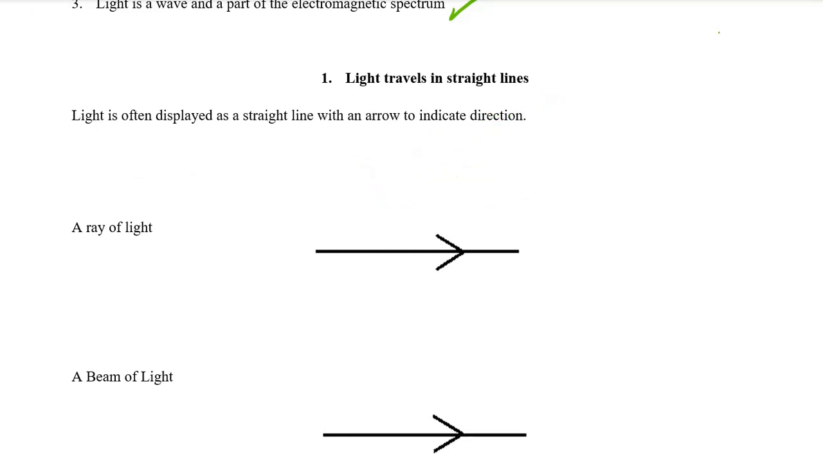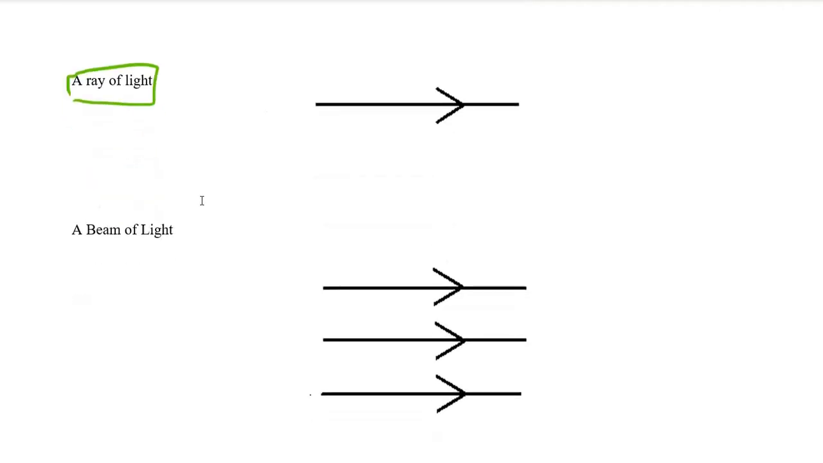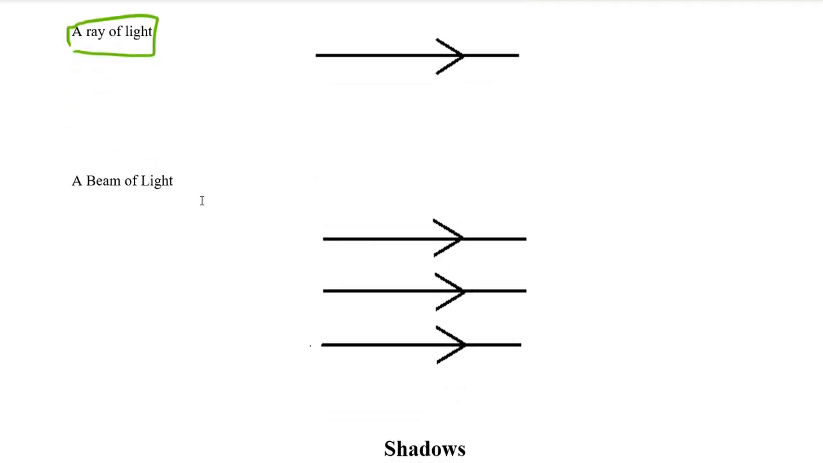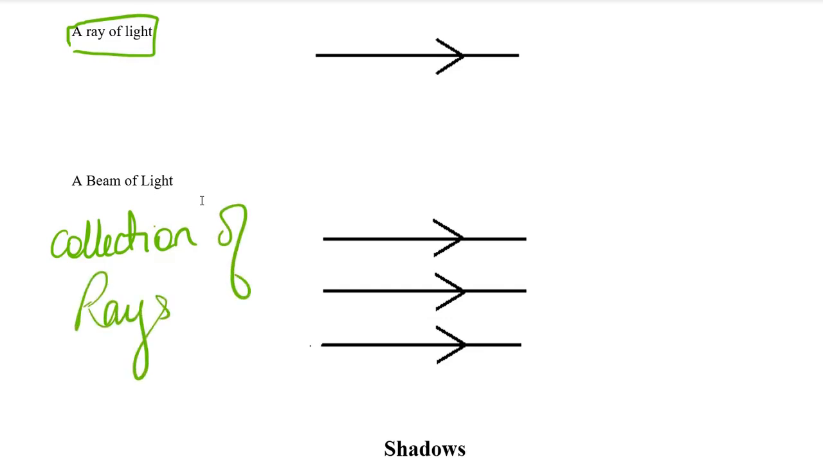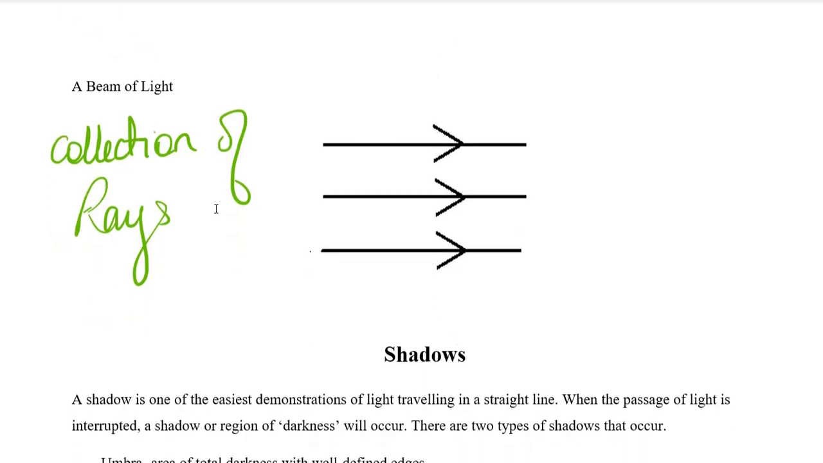Same difference. So we have to learn some terms. A ray of light is a single line with an arrow on it. A beam of light is a collection of rays. All right, so it's more than one ray. So these are something to remember, how to illustrate, how to draw these things properly, how to write them down properly. A ray is one single line, and a beam is several lines. And we must put an arrow to indicate which direction we're traveling in.